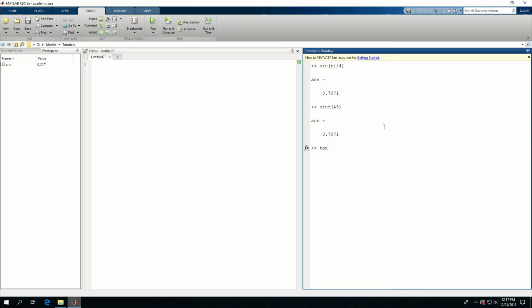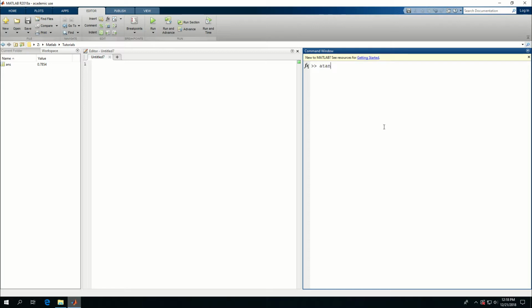Tan is short for tangent. I can give a tangent of pi over 4, and it's going to give me 1 because the tangent of 45 degrees is equal to 1. I guess I can do tand for 45, and it gives me 1 again. Another command to convert values between radian and degrees is rad2deg, and I can change the value of pi over 3 from radian to degree, and it gives me 60. I can also do deg2rad. If I do 45, it gives me this number, which would be equal to pi over 4, which is basically the same thing.